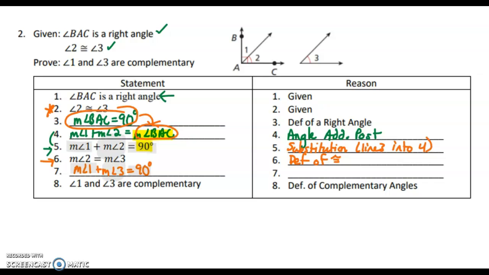So what I think they did is right here, they were like, hey, angle 2 equals angle 3. Therefore, I could swap them out and be like, hey, by angle 2, I'm popping in angle 3. So they're taking angle 3 from line 6 and plugging it in to line 5. They're trading it out, so that's substitution. And that gets us the fact that angle 1 plus angle 3 equals 90. And that means the two angles, angle 1 and angle 3, are complementary, because what it means to be complementary is two angles that add up and equal 90 degrees.